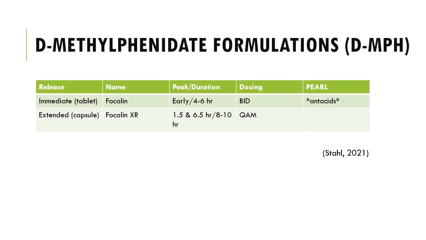The DMPH formulations are the immediate release Focalin and the extended release Focalin XR. These only contain the D isomer, making them a more potent form of the methylphenidates. They are available in daily and twice daily forms, and a little pearl is to avoid antacids with them. A dosing tip for methylphenidates in general is that you may possibly be able to prescribe the medication during the school week only and give them drug holidays during summer breaks, etc. But these would need to be individually assessed with each patient.